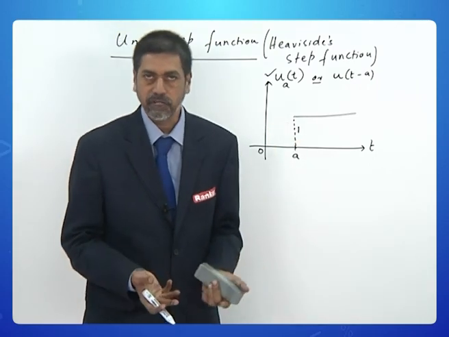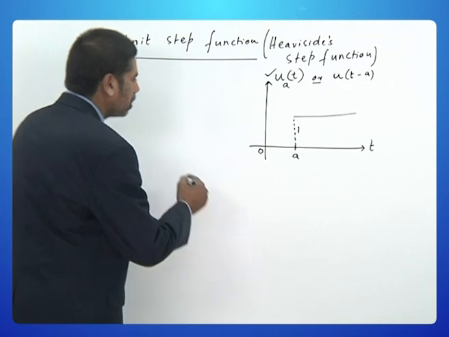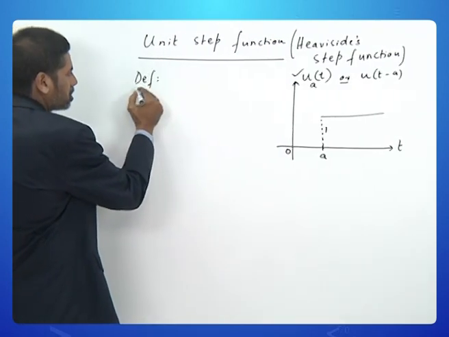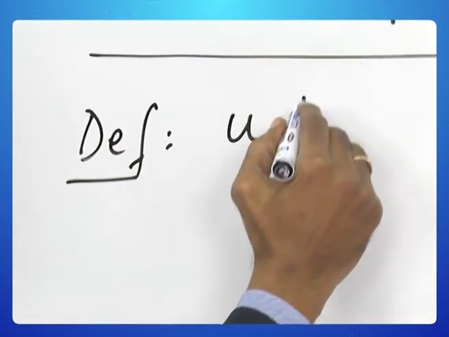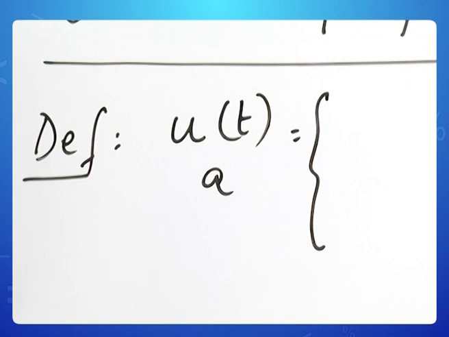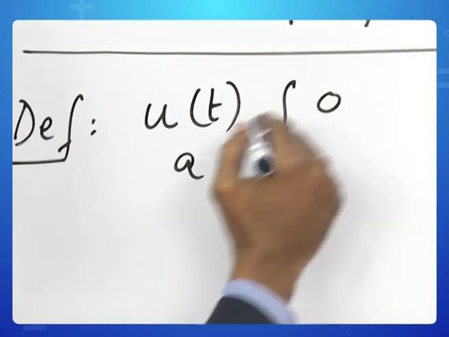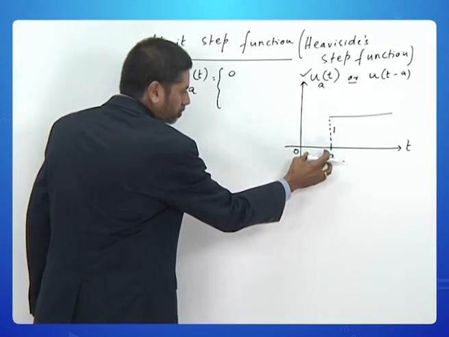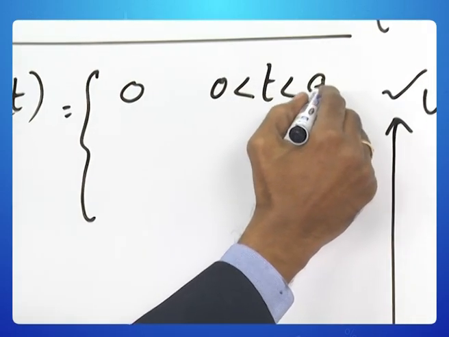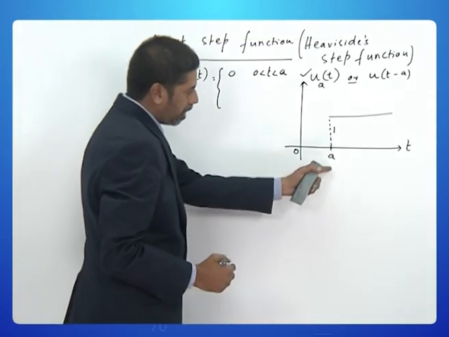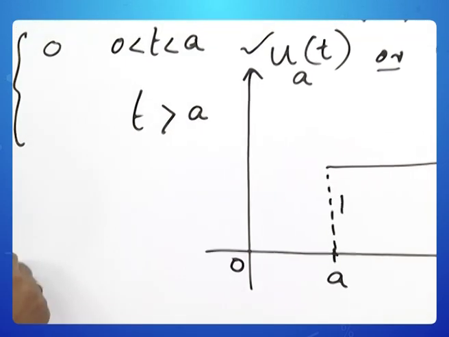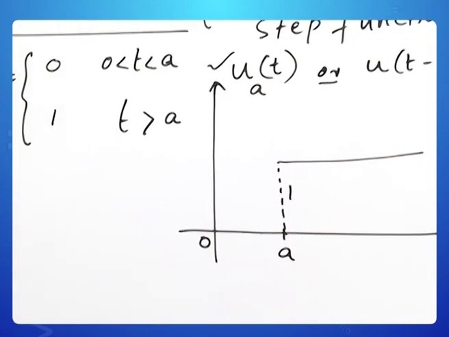So it is very easy to write the mathematical definition. The unit step function is equal to 0 in the interval 0 less than t less than a, and after a, that is for t greater than a, it is 1.